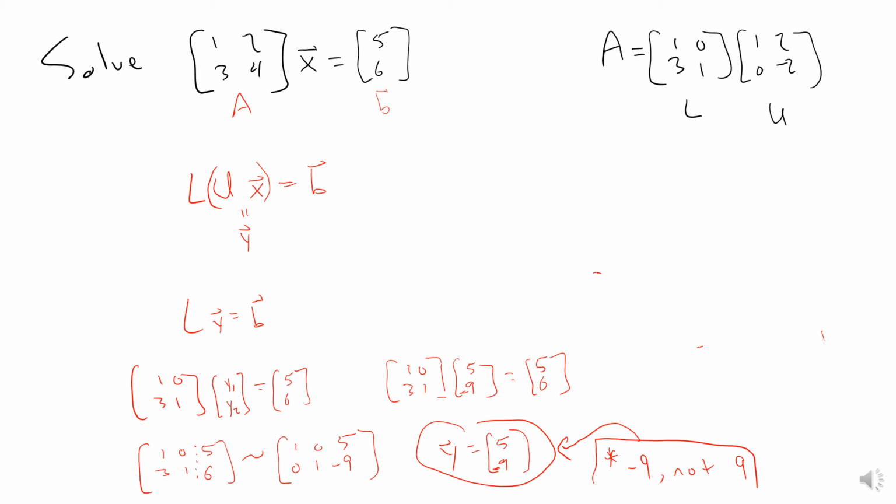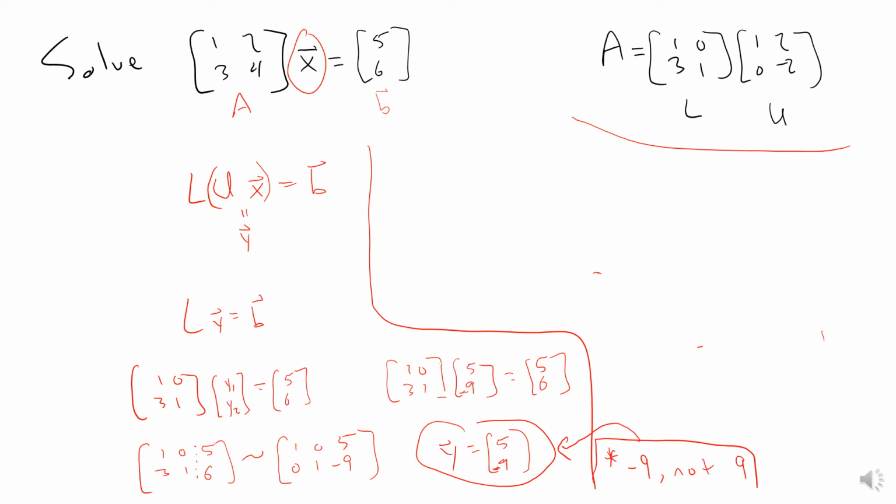So we're not done yet. Our end goal is to figure out what x is. We were trying to solve this equation Ax equals b, but we solved a simpler equation first. We found out that if I want to solve Ly equals b, then y should be (5, 9).